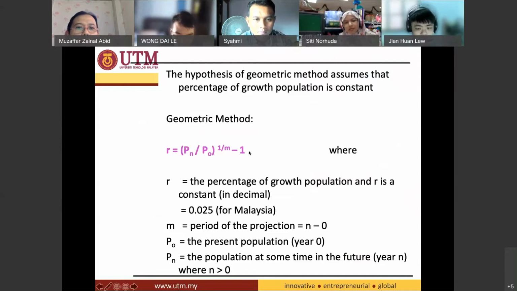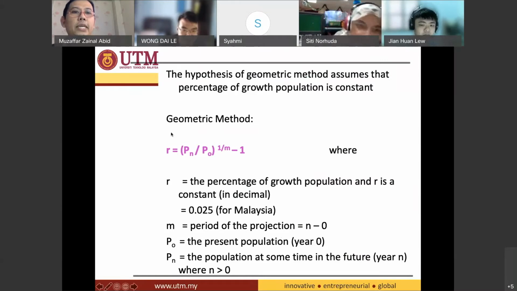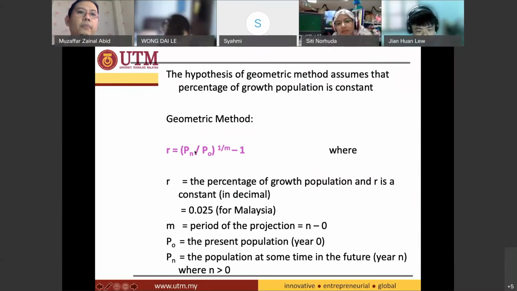So let's understand this equation or this geometric method. R is actually the percentage growth of population. Pn, what does this Pn stand for? Pn is the population for that particular area. Let's say Johor Bahru, so the population of Johor Bahru in the year N.